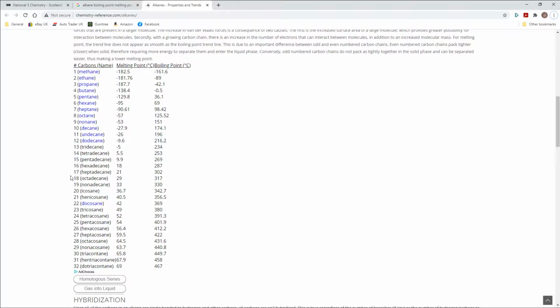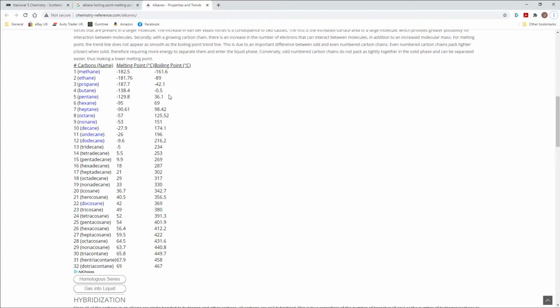And as we can see here, the number of carbons is the number down the left. And methane has a melting point of minus 182.5 degrees Celsius, and a boiling point of minus 161.6 degrees Celsius. So we're going to encounter this as a gas. It's not until the boiling point goes past 20 degrees room temperature that we're going to see a liquid.